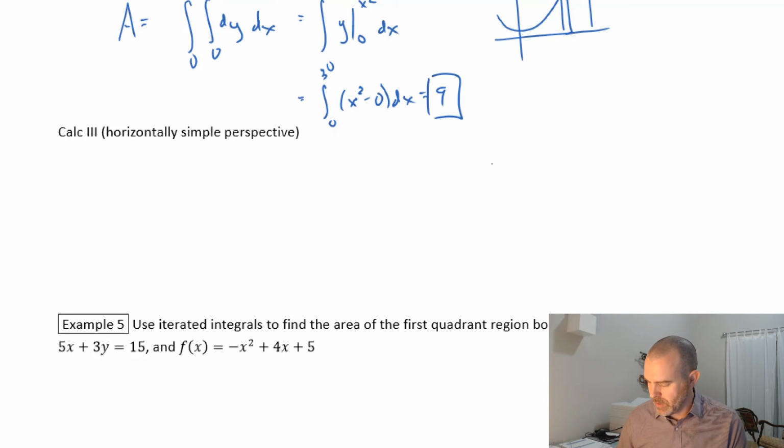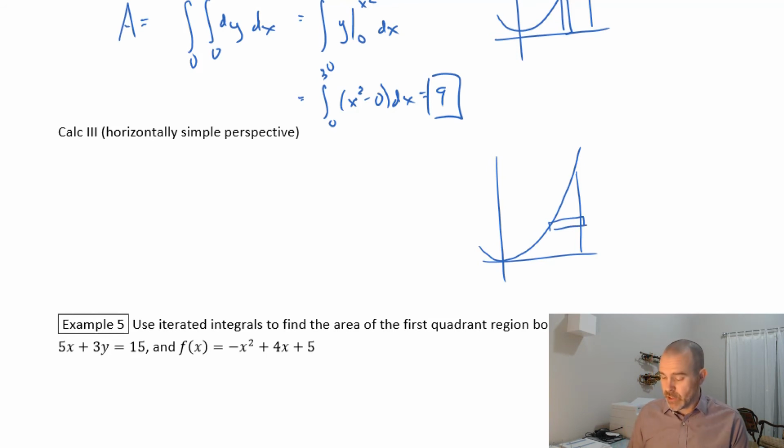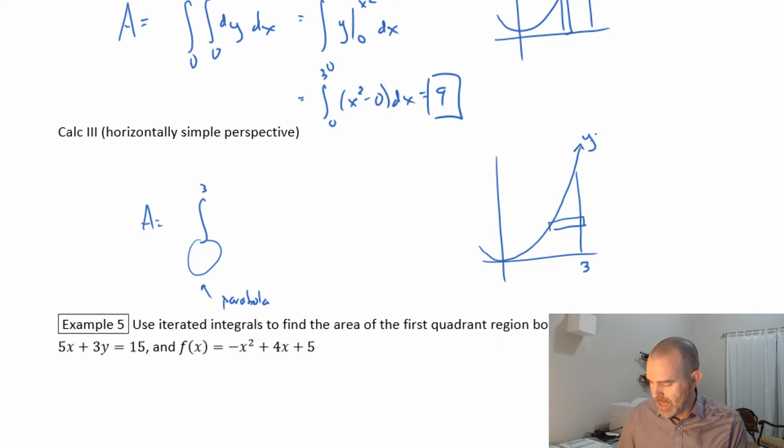And horizontally simple, we're going to draw our piece horizontally. We have a little bit of an issue here. We're going to integrate x from the parabola to x equals 3. This bottom part here is the parabola. But we're going to integrate x. So we have to know where x starts there on that left-hand side. Well, this is y equals x squared. If we solve for x, x is plus or minus square root of y.